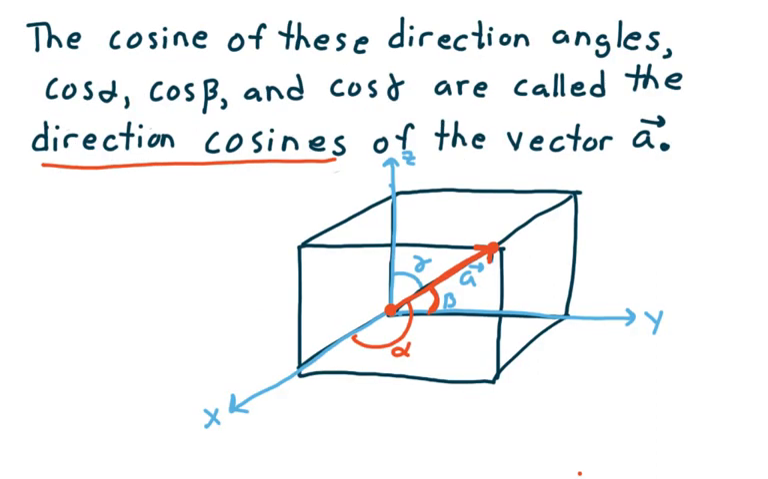The cosines of these direction angles, cosine alpha, cosine beta, and cosine gamma, are called the direction cosines of the vector A. And so we have a figure here where I drew out A, and if you notice, the initial point of the vector A is at the origin, and the terminal point of the vector A is at the corner of the box. Alpha is the angle that A makes with the positive x-axis. Beta is the angle that A makes with the positive y-axis, and gamma is the angle that A makes with the positive z-axis.